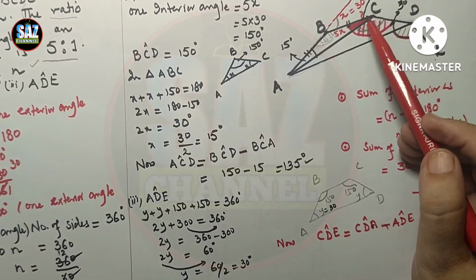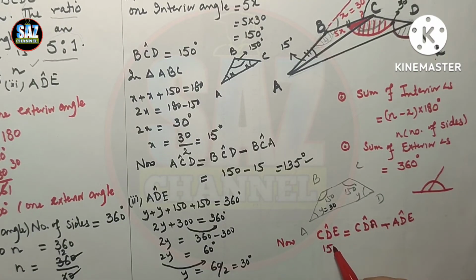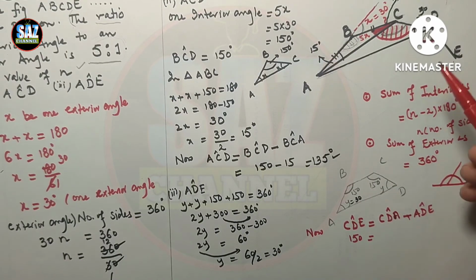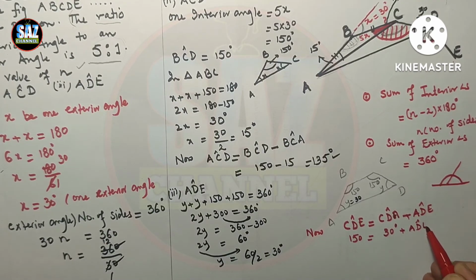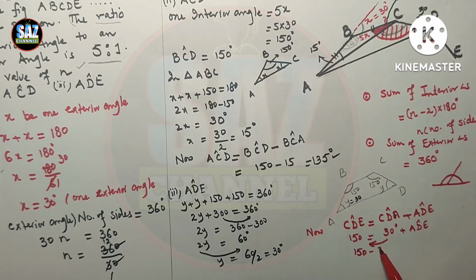Now we know CDE is total 150 degrees because this is the interior angle of the regular polygon. We just calculated that CDA is 30 degrees, plus ADE. I'm going really slow because these questions are really important for my O-level students as well as junior students. Taking 30 away from 150 gives 120 degrees. So ADE will be equal to 120 degrees.